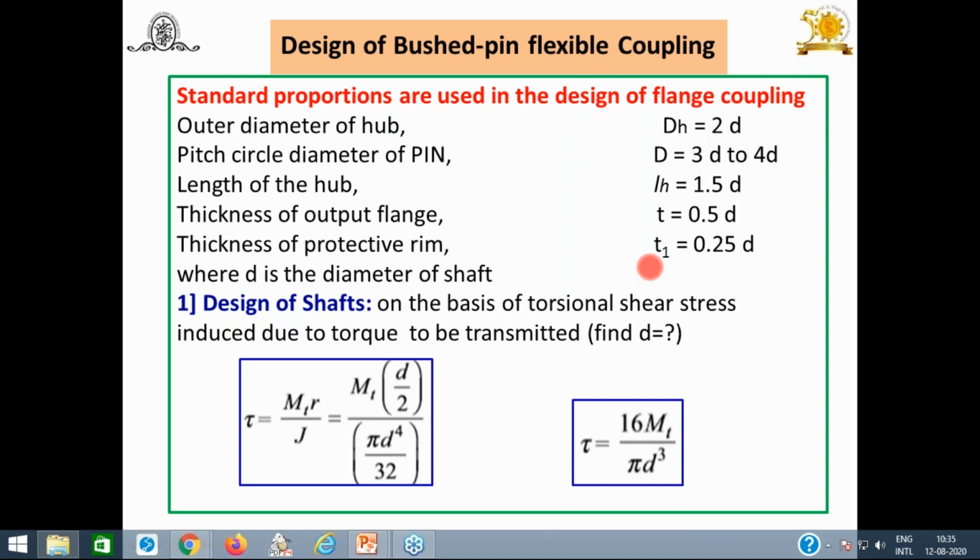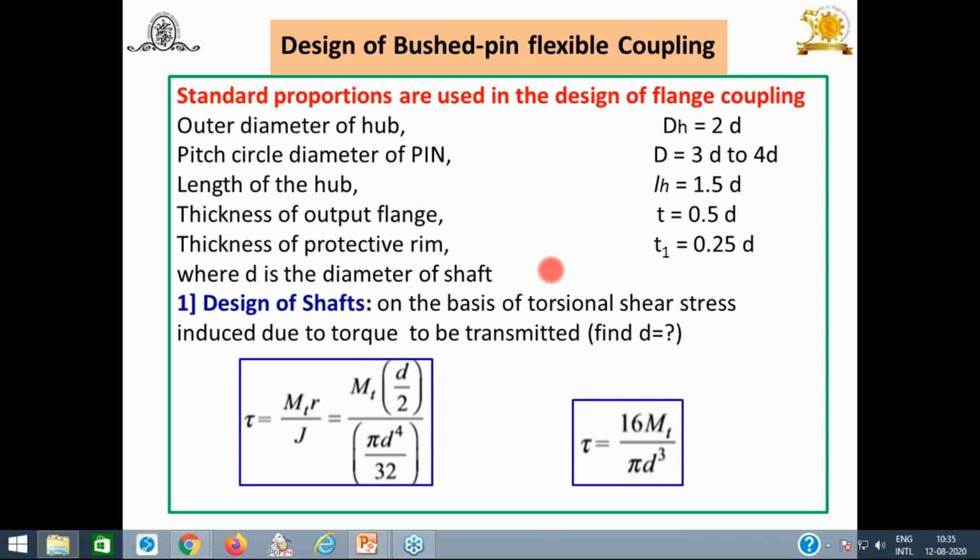Material may be given. If not given, you can select a material, take its properties, select the FOS, and based on that find out the permissible stresses. The same procedure you can follow for the bush pin type coupling. Now you can write the first step: find out the permissible stresses based on the material and factor of safety. This is step number 1.